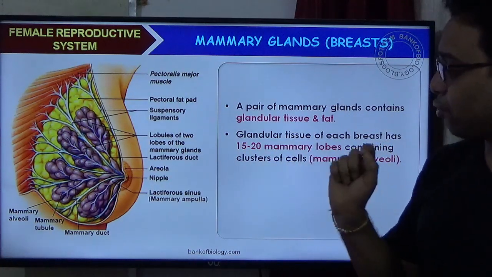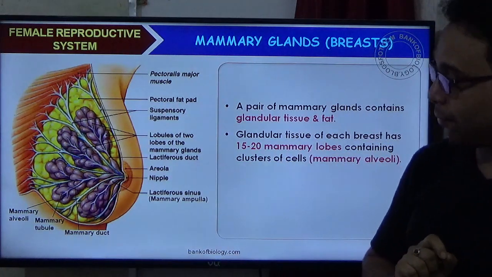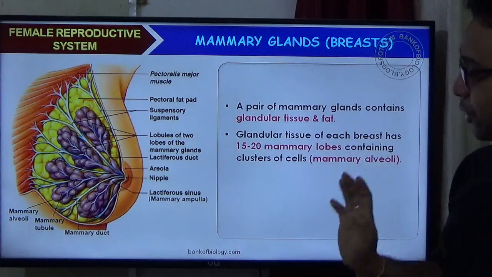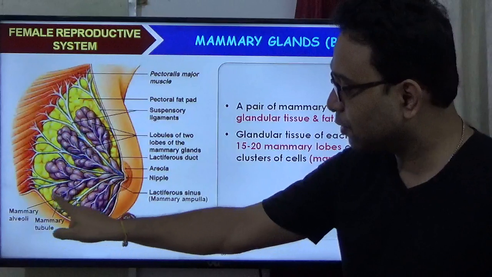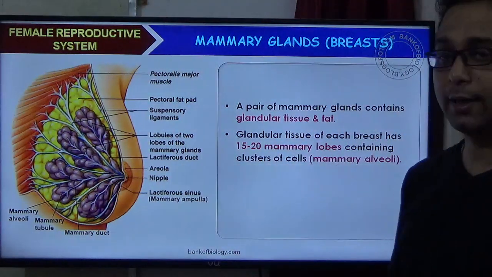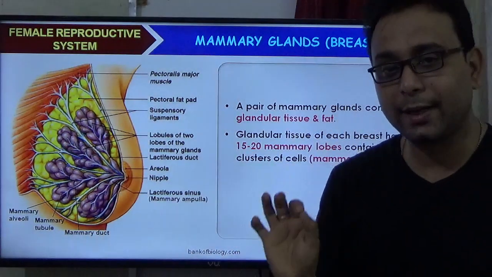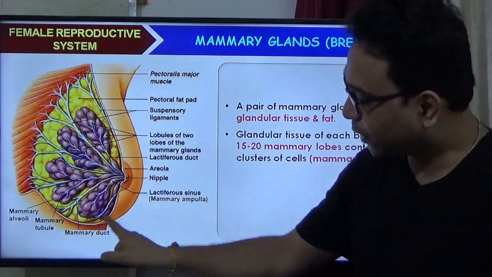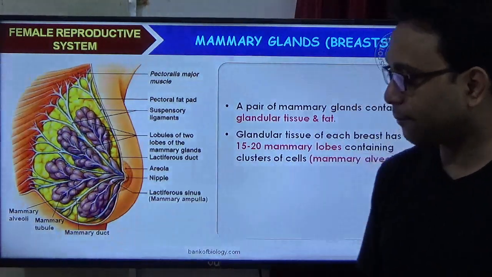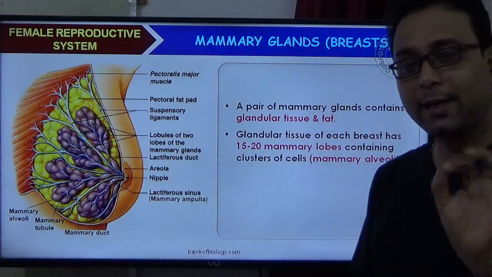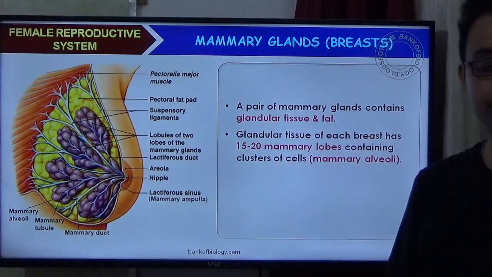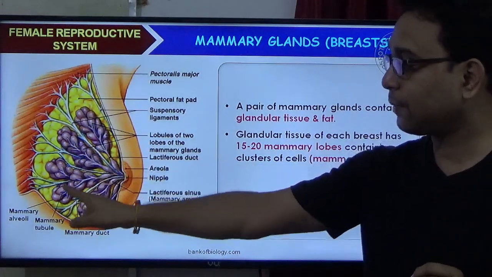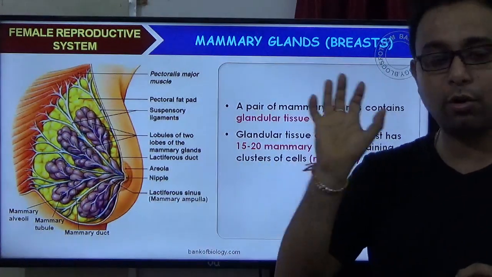Each breast has about 15 to 20 mammary lobes, containing clusters of alveoli, also called mammary alveoli. This is the mammary alveoli, right? You can observe that. So how many are there? There are 15 to 20 mammary lobules.